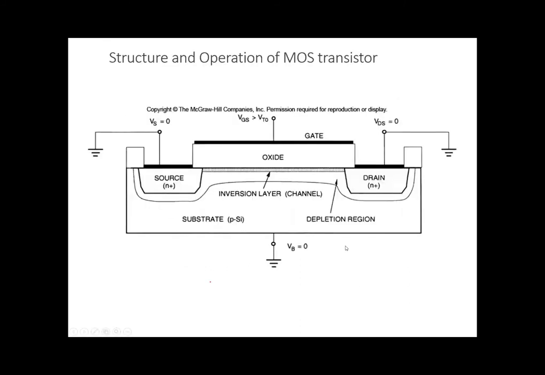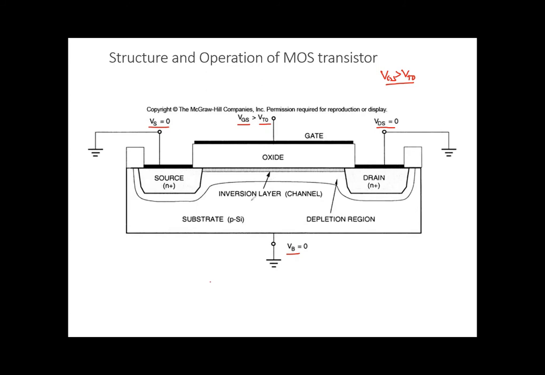Now I will be discussing the structure and operation of the MOS transistor in detail. Here you can see that your source is still grounded and the drain is grounded, so VDS is equal to 0, and the body is grounded. Your gate source potential is greater than the threshold voltage. This is your oxide layer, this is your gate. Because this potential is greater than the threshold voltage, channel inversion actually occurs.